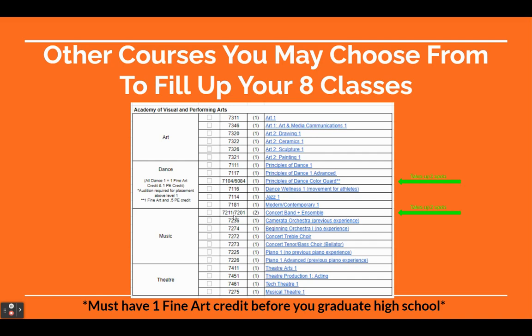So this is if you're in the orchestra at the middle school and you want to continue at high school. Again, Camerata Orchestra. If you try out at the end of this year, audition, you make a high orchestra, we will automatically move you to it.